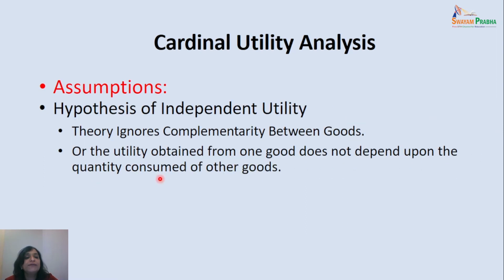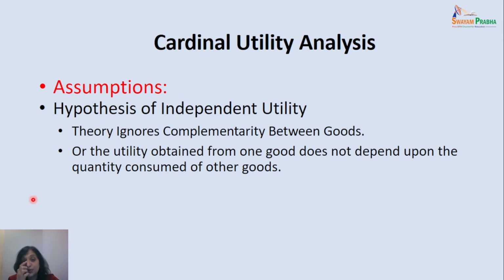Next assumption that we take is the hypothesis of independent utility, which says that two goods are not complementary to each other. This particular theory of cardinal utility is ignoring complementarity between goods, which means that the utility obtained from one good does not depend upon the quantity consumed of the other good.